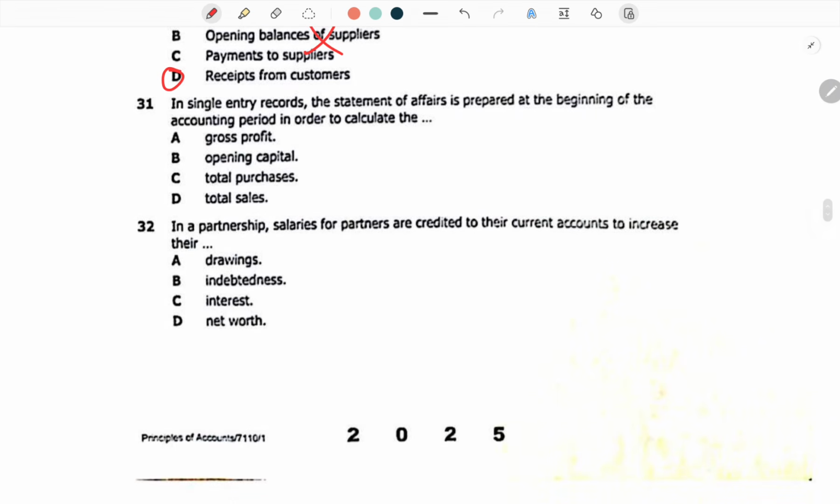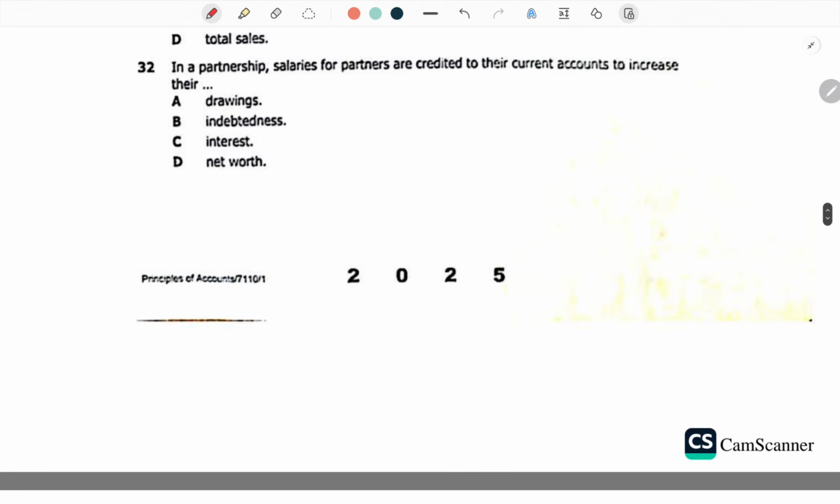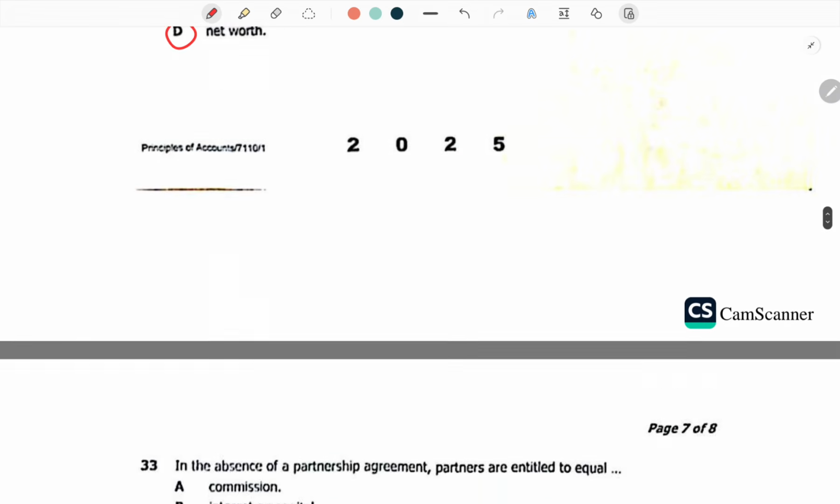In single entry records, the statement of affairs is prepared at the beginning of the accounting period in order to calculate the opening capital. In a partnership, salaries for partners are credited to their current accounts to increase their net worth. I know someone would answer this. All right.